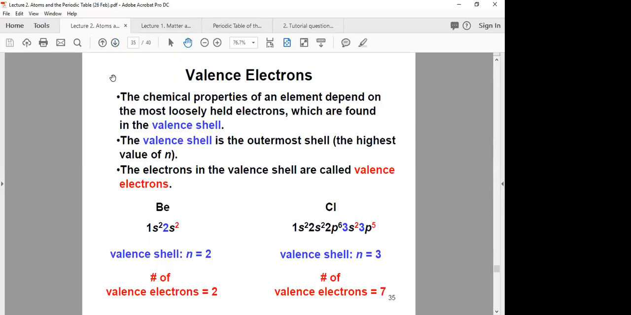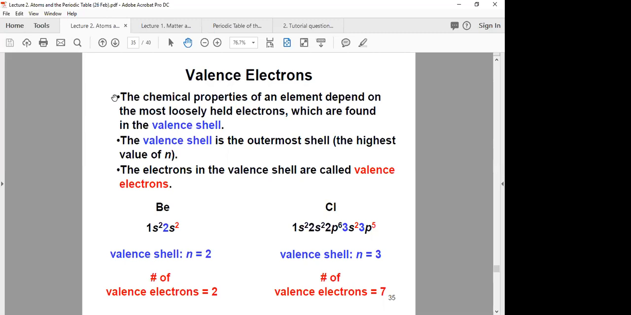All right, moving on to a new concept, and this is a very, very important one. So if you're getting tired, don't worry, so am I. But I really need to focus on this, and so does everyone. All right, the concept of valence electrons.